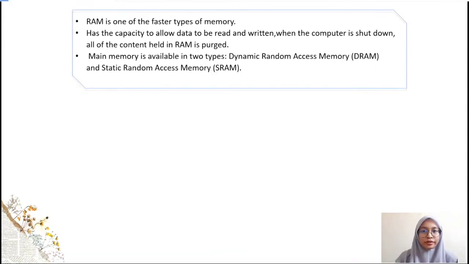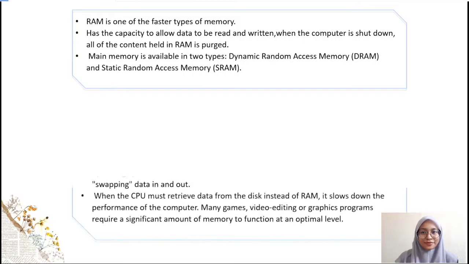RAM is one of the fastest types of memory. It also does not have the capacity to allow data to be read and written when the computer is shut down or the content held in RAM is purged. Main memory is available in two types: number 1, dynamic random access memory, and number 2, static random access memory.